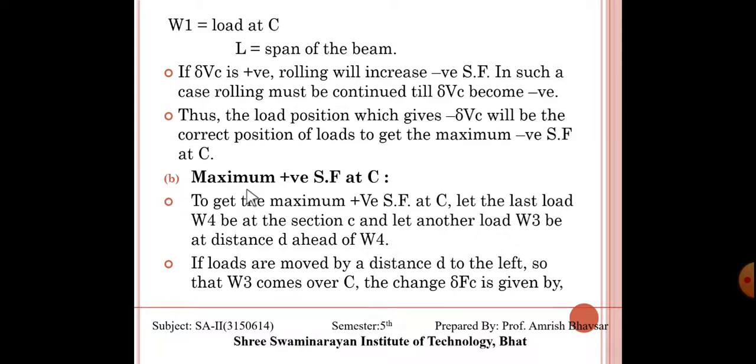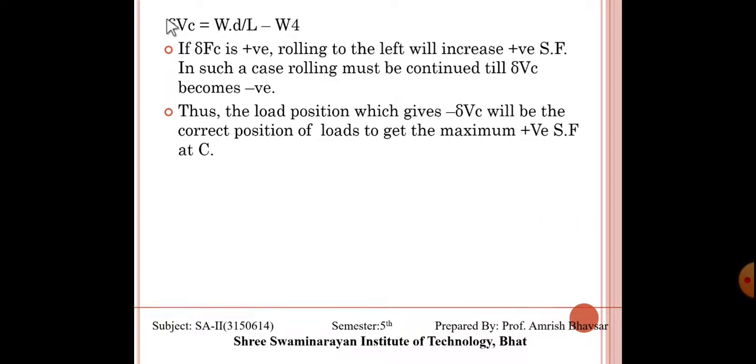Now, to get the maximum positive shear force at C, let the last load W4 be at the section C, and let W3 be a distance D ahead of W4. If the loads are moved by distance D to the left so that W3 comes over C, the change delta Vc is given by delta Vc equal to W D upon L minus W4.